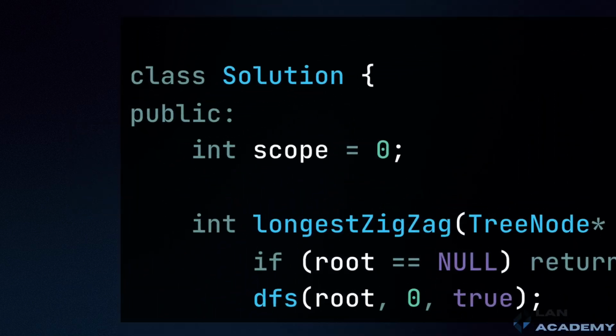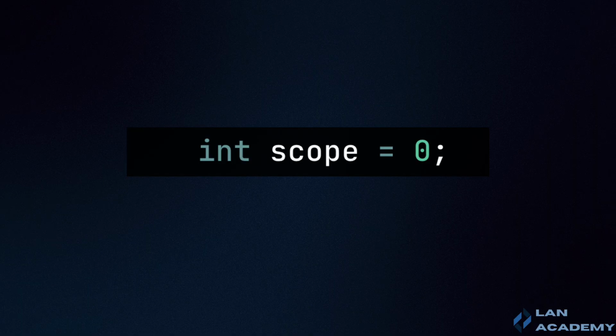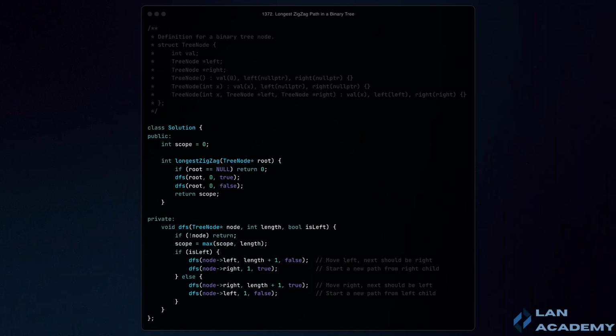First, we initialize a variable to keep track of the maximum length of the zigzag path found so far. The longest zigzag function is the starting point of the algorithm. This function calls the DFS function, which is detailed later, to start exploring the tree from the root for both the left and right directions.